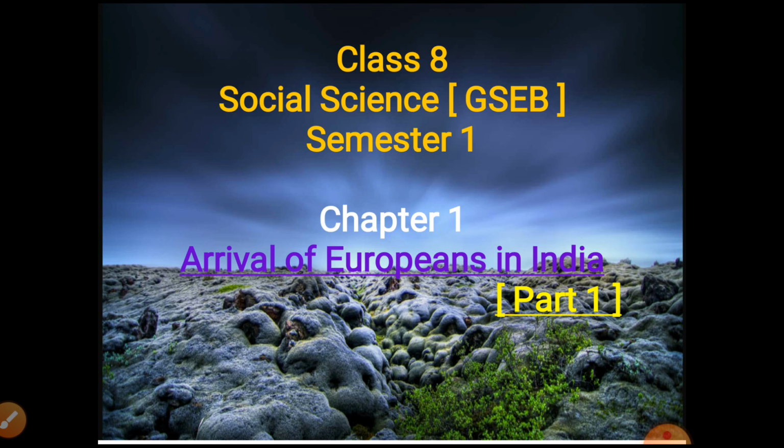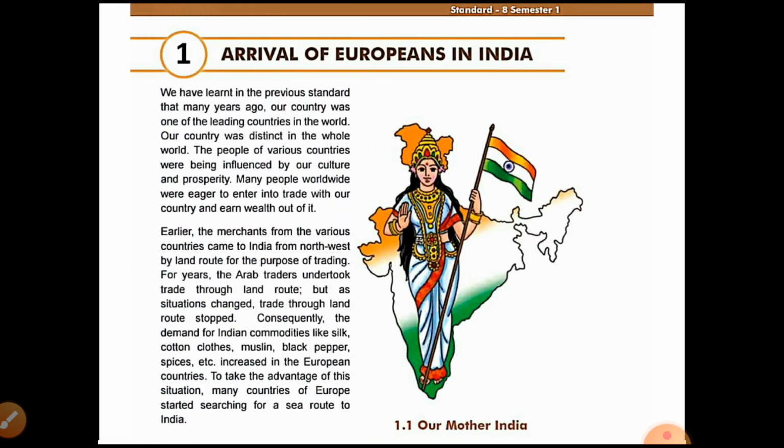Today we are going to learn class 8 social science, Gujarat State Board book, semester 1, chapter number 1: arrival of Europeans in India, part 1. I divided the first chapter into two parts. So today we will see part 1, and in the next video we'll go to part 2. Okay, let's begin the first lesson, arrival of Europeans in India.